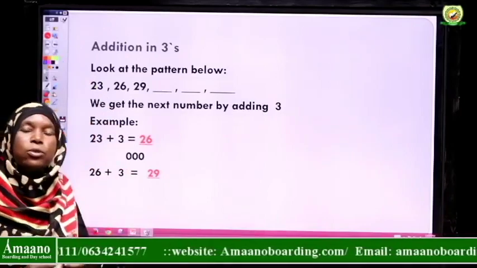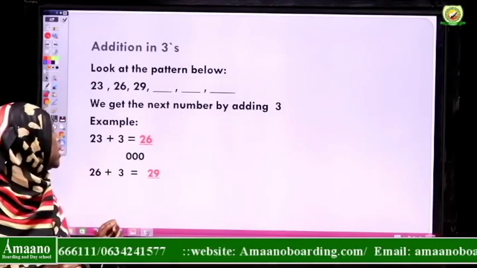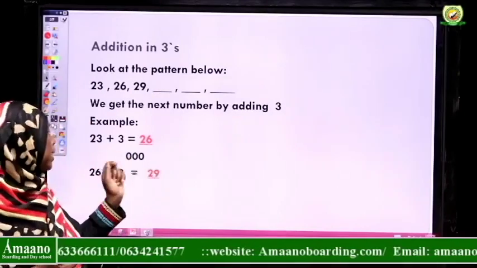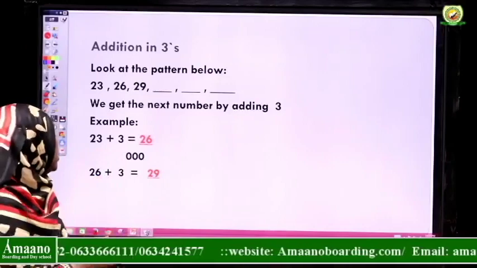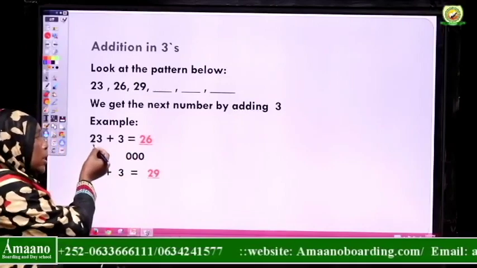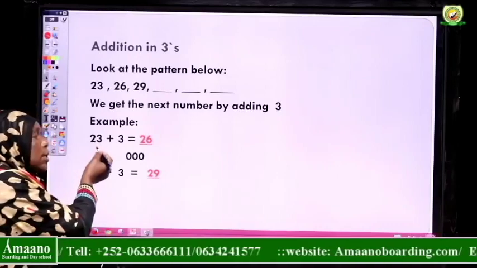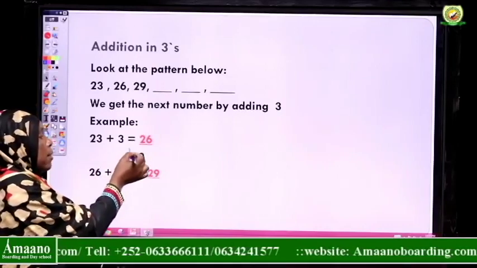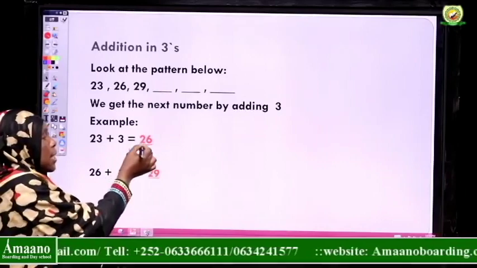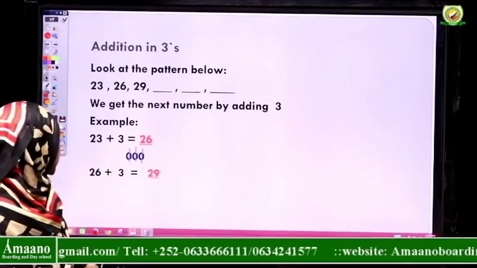Now, what are we going to do, children? Just look at it down here. You have seen 3 zeros there, so we will add 3. You will count with me from 23. How do we get to the next number? Let us go. Here is 23, and then we go 24, 25, 26. Our answer is going to be 26.